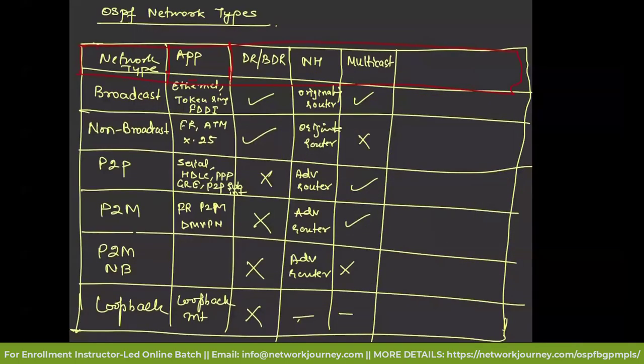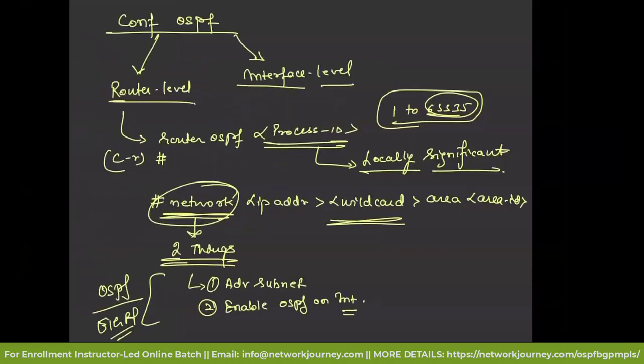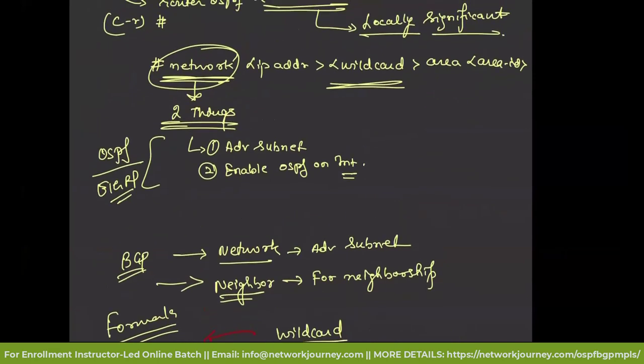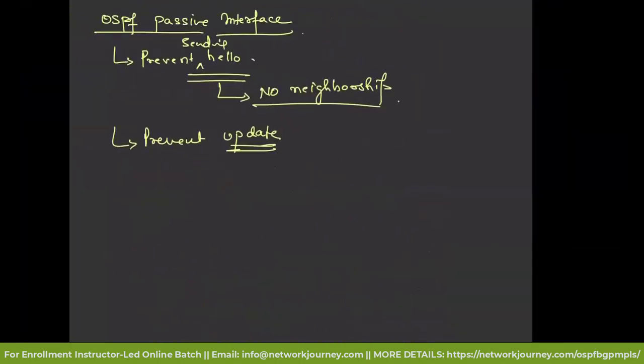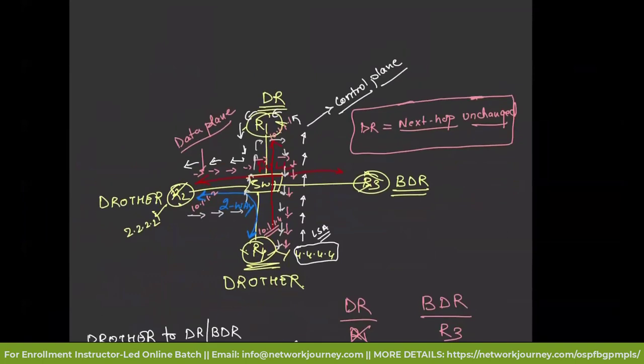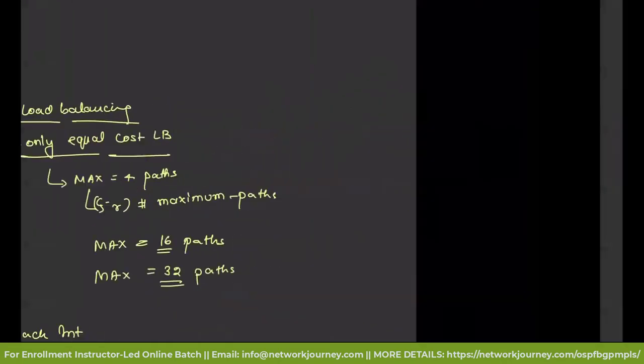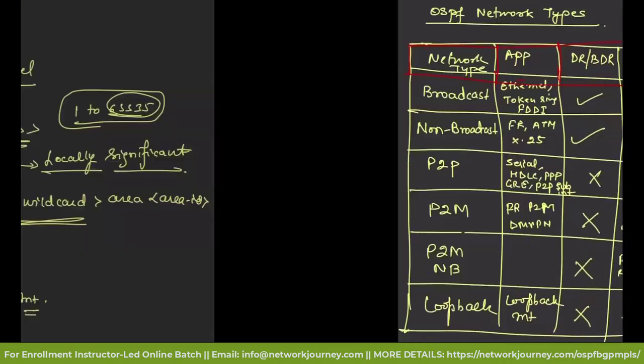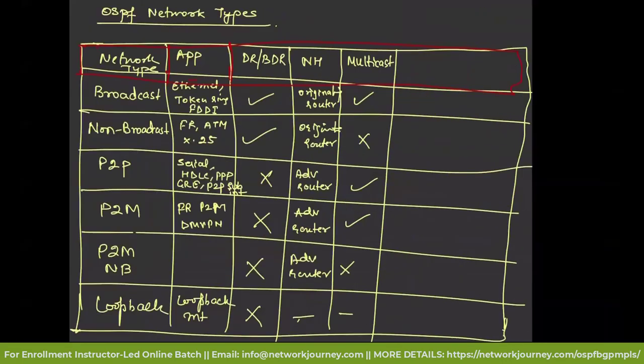Sir, can you show in the same topology what advertising router is? Where you drew the diagram, maybe the previous one. Advertising means the router which is advertising the route, like R1. Okay. And an originating router is what? The router which originates the route.